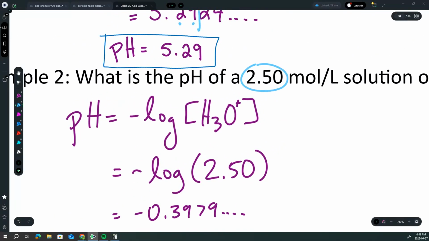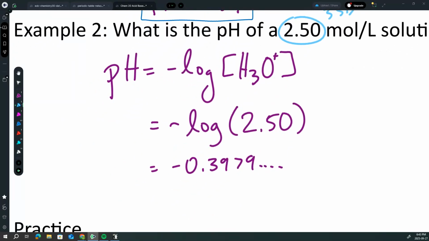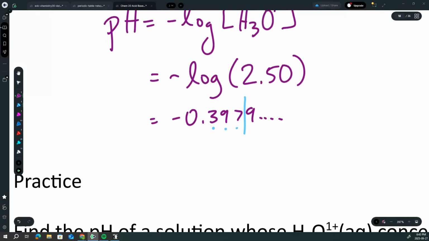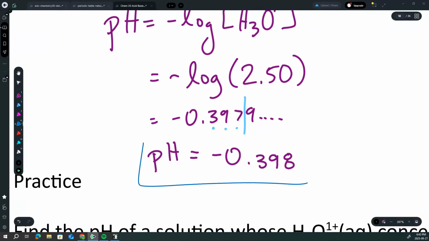My original number had 3 sig digs in it. That was concentration. Now we're looking at pH, so I count 3 after the point: 1, 2, 3. There's my cutoff line. So pH is equal to negative 0.398. And that's our final answer.